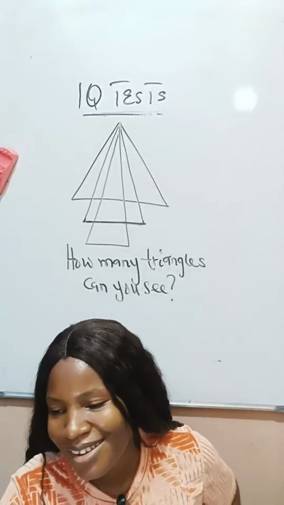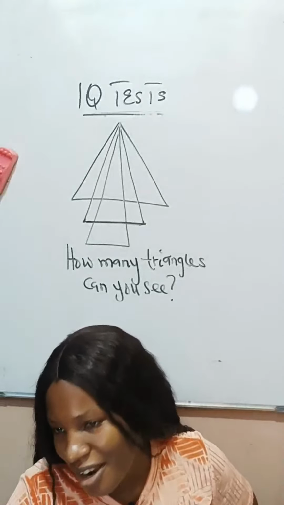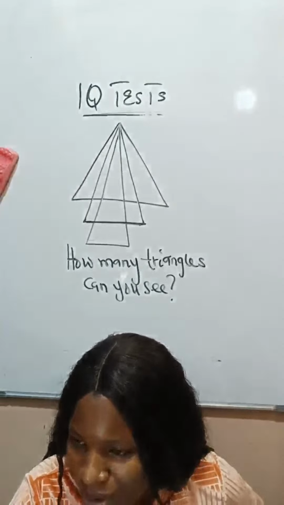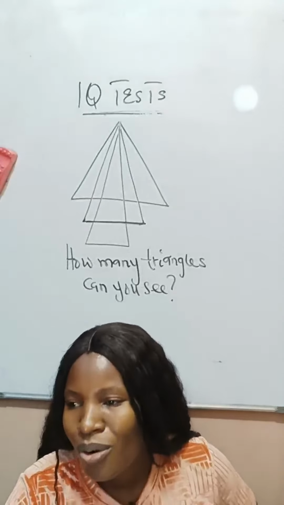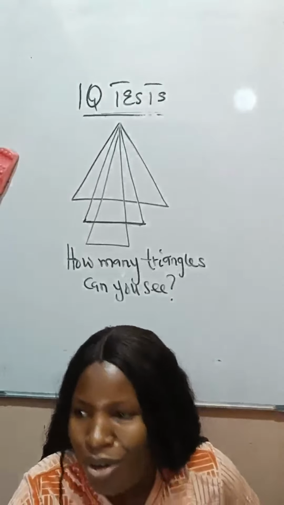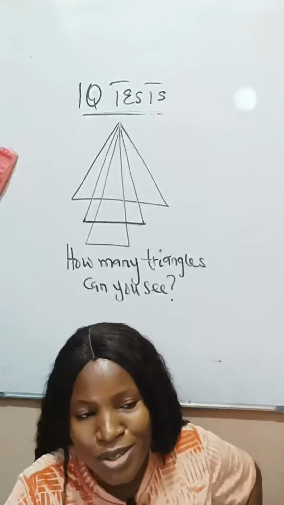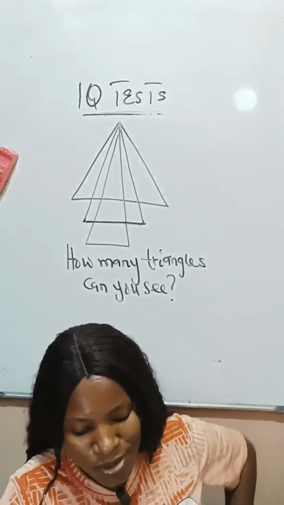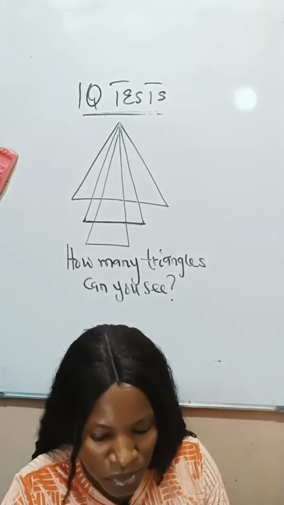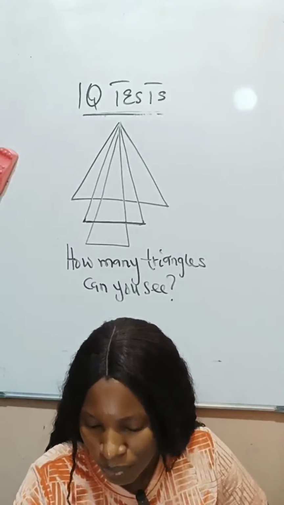Badon says isosceles. See, Badon, we did not ask you the type of triangle. We say how many can you see? There are several types of triangle. No matter how I sketch it, it's a triangle. We have scalene triangle, isosceles triangle, equilateral triangle, right angle. There's no triangle you will draw that doesn't fall within a type of triangle. Once you draw 3 straight lines and join them together, you form a triangle.